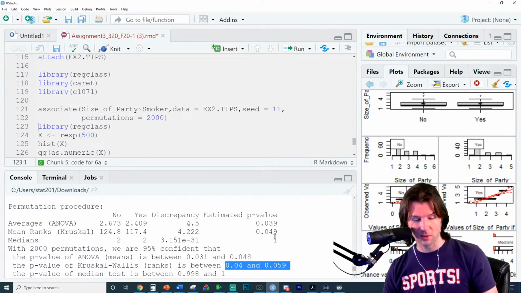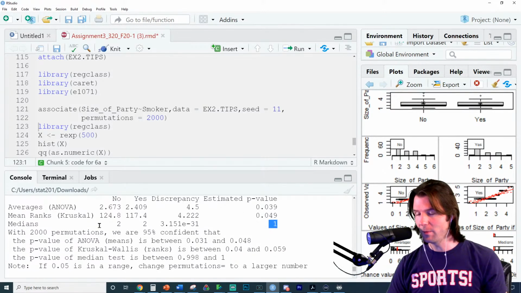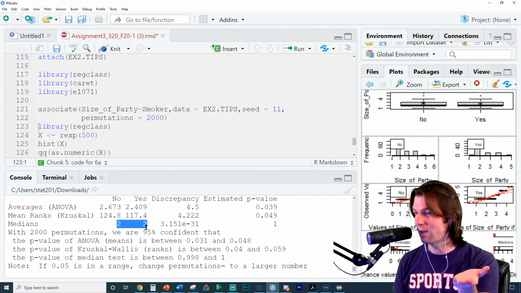Oh wait, that's the mean ranks. Oh wow. Whoops. Here's the median. And the median's not statistically significant. The median has no difference. So think about this. There's no difference between the medians, so it's not statistically significant.